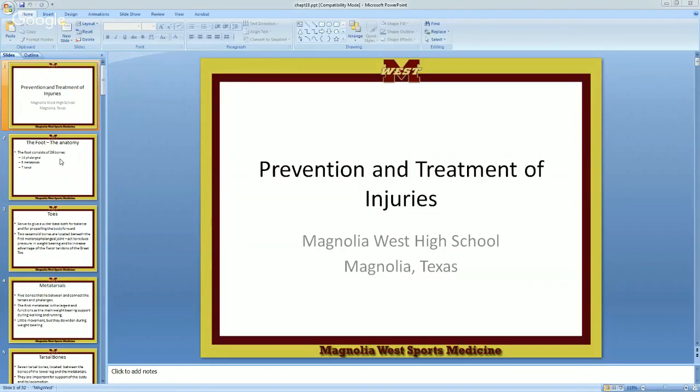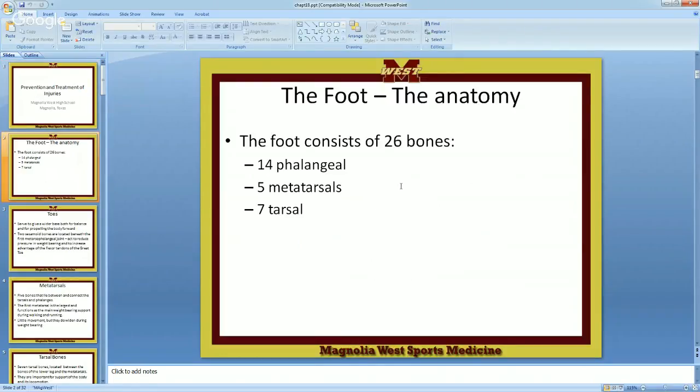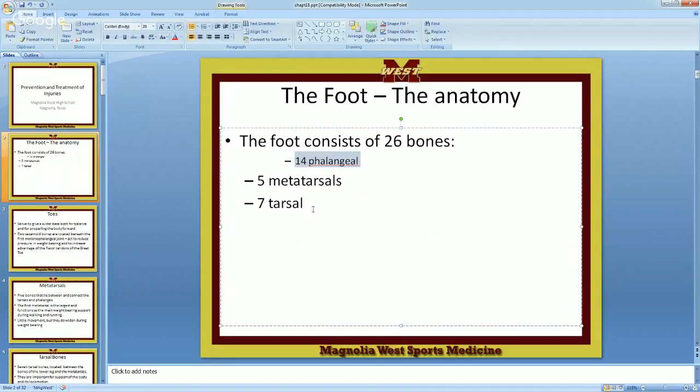Chapter 18 review for your test. Start off on slide 2. And slide 2 is you need to know how many of each and what the names of the groupings are. The question will say name the groupings of bones and how many bones are within each group. Now that you get that down, you'll be doing great.